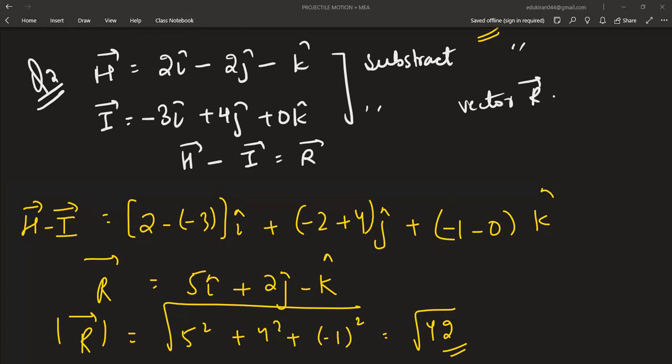Root 30, this answer, no? This wouldn't be root 30. This is 25. This is 16. This is 1.